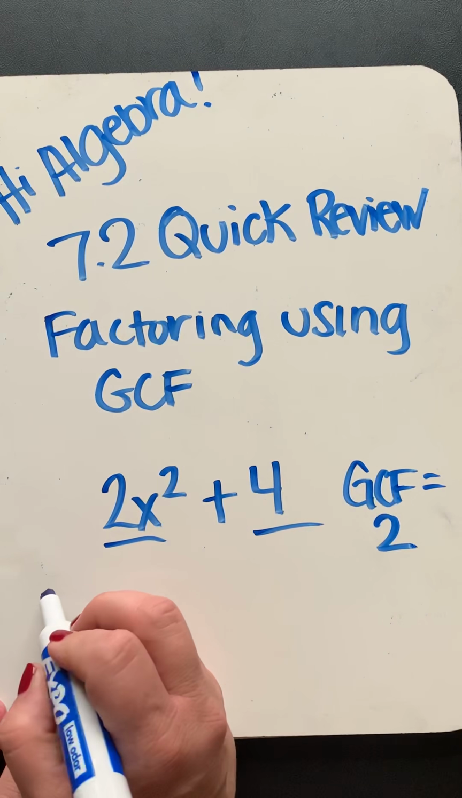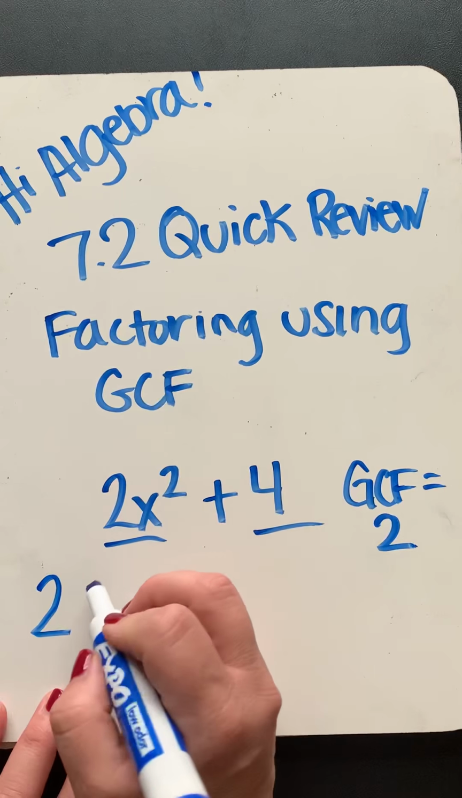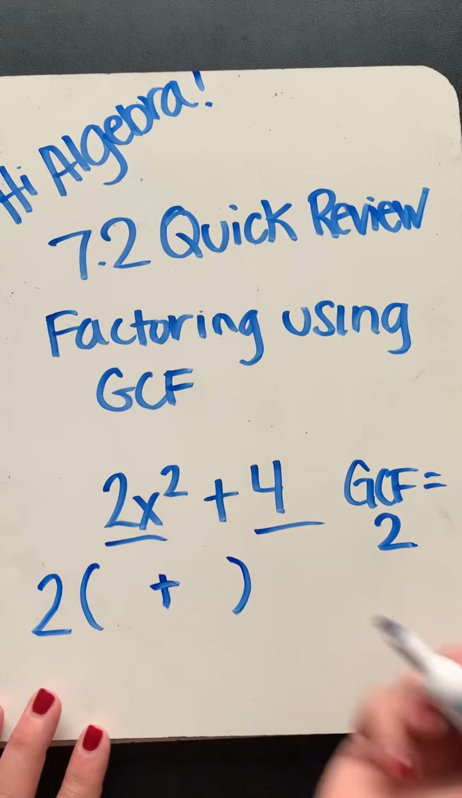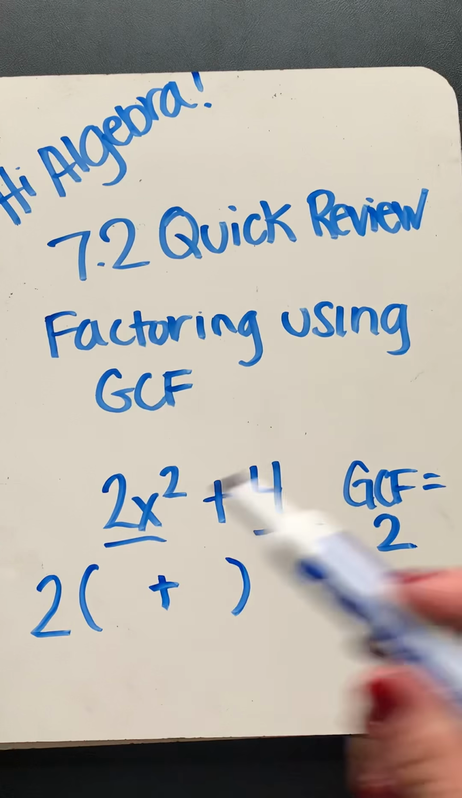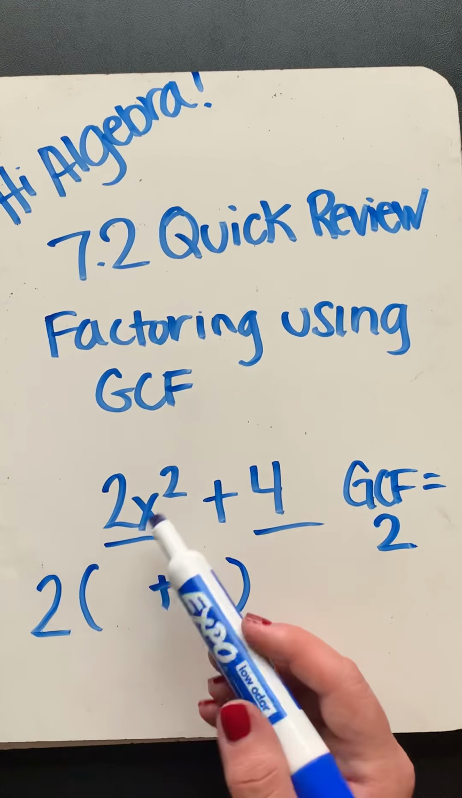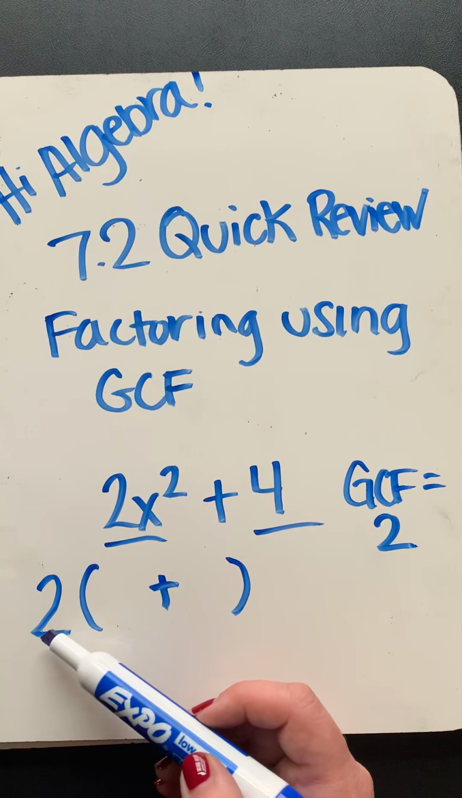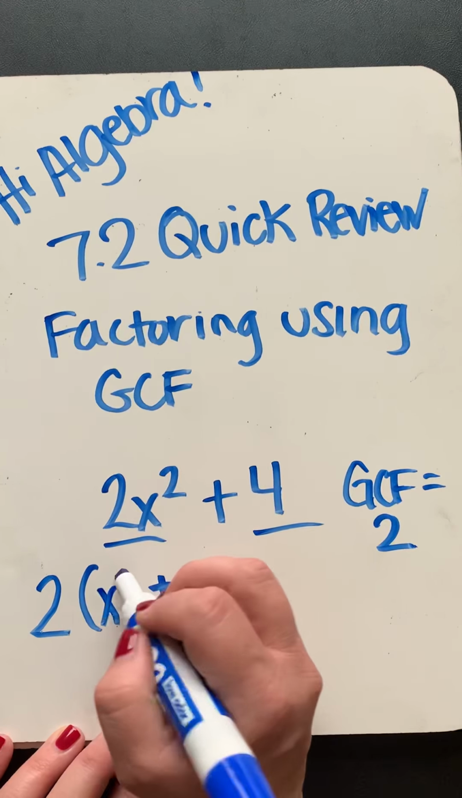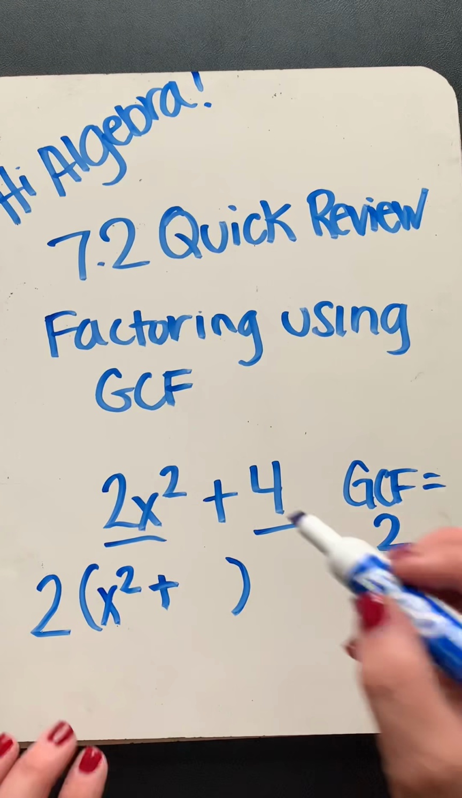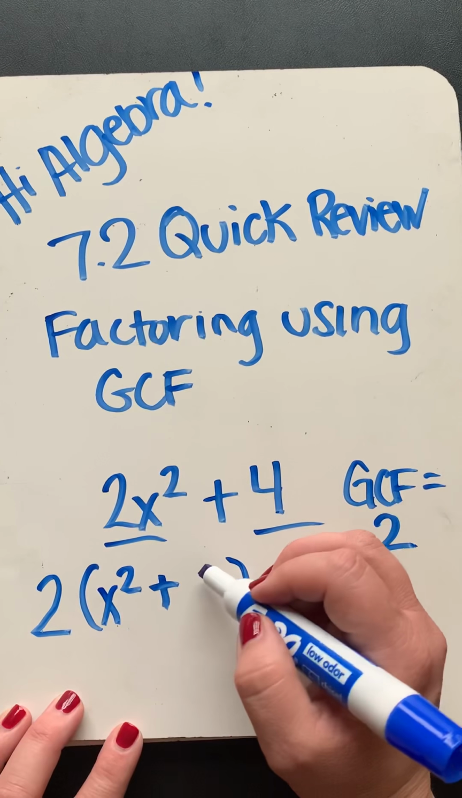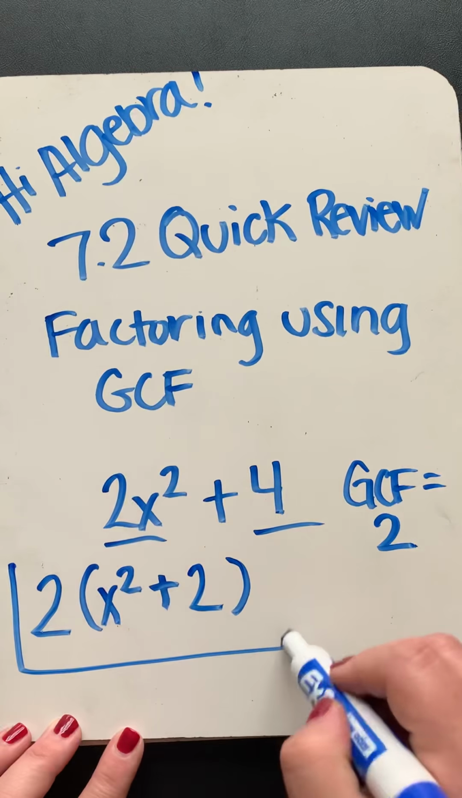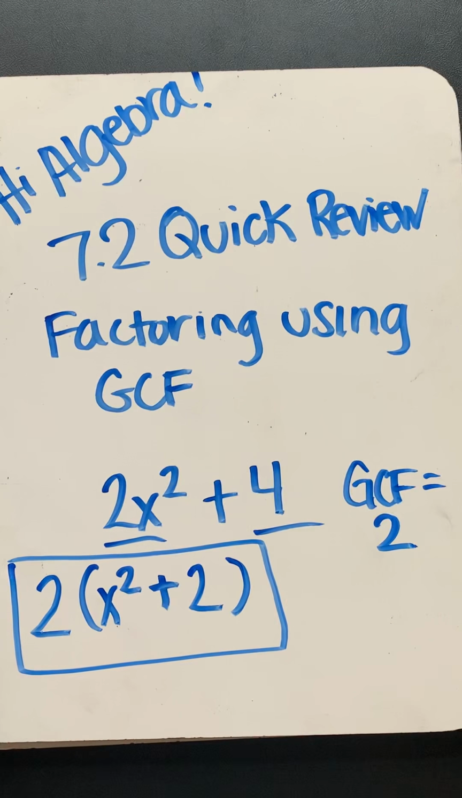So I put my GCF here and set up a pair of parentheses. I take each term and divide by 2. 2x squared divided by 2 leaves x squared, and 4 divided by 2 leaves 2. This is the factored answer. So it's twofold: first find the GCF, and then divide everything by that GCF.